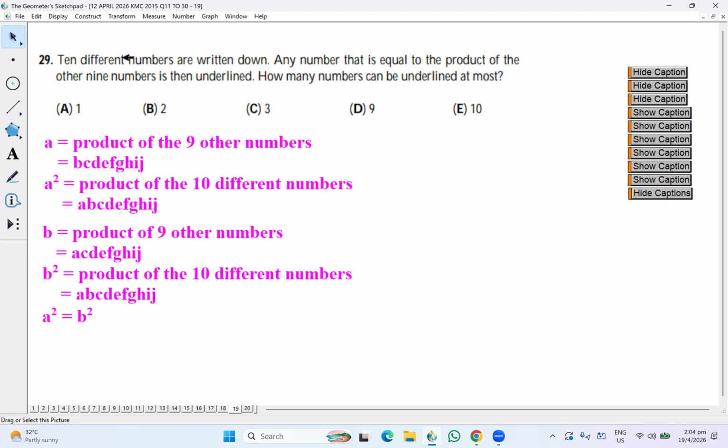But we know the numbers are different. So A is not equal to B. Therefore, B must be minus A. Minus A times minus A is also A square. Minus A square is equal to positive A square. So we have found two numbers. A is one of them, equal to the product of 9 other numbers. And then B, which is negative A, is the product of 9 other different numbers.